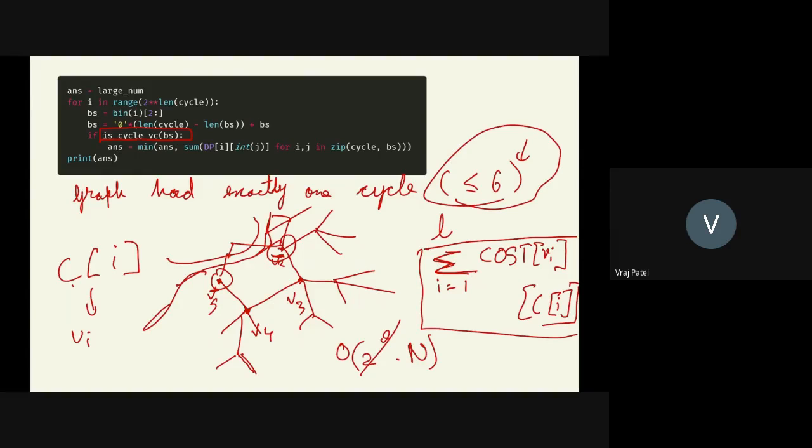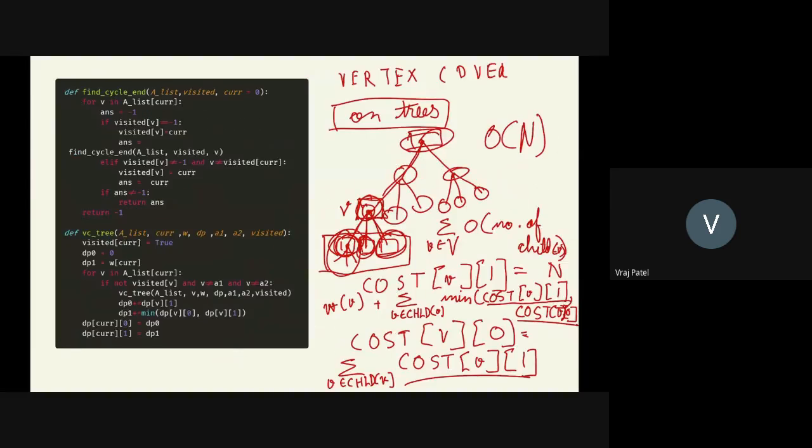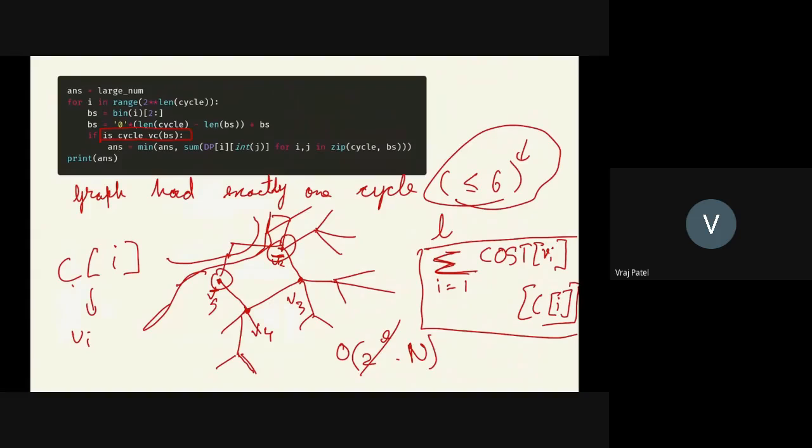But implementation wise, it might get a little bit trickier. Since you are not given a cycle, you first had to find the cycle. You can find the cycle using a DFS. Once you have this cycle at hand, you have to solve this problem on all of these trees. This is the method, whatever I told, it's just the implementation.